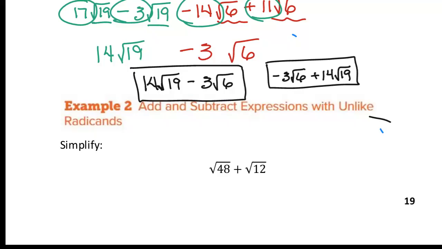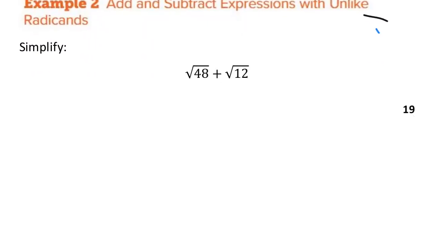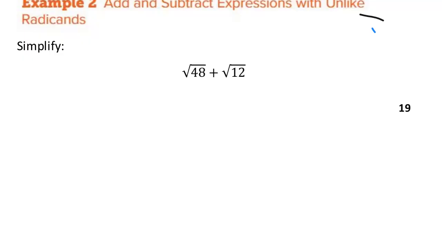All right. Example 2. Add and subtract expressions with unlike radicands. Of course. So now we have these two radicals. We're trying to add them together, but they don't have the same radicands. But we need to simplify them first. So let's use the cake method.